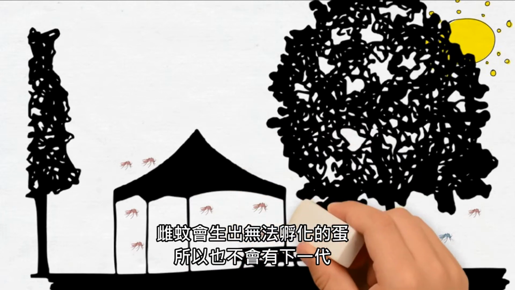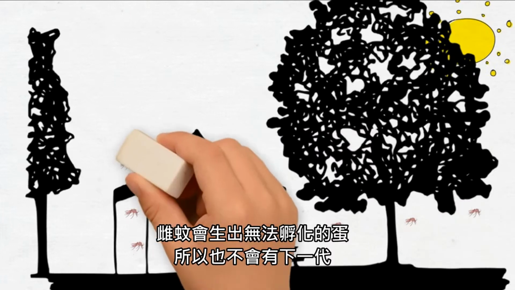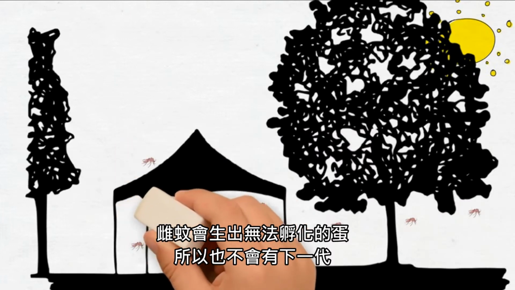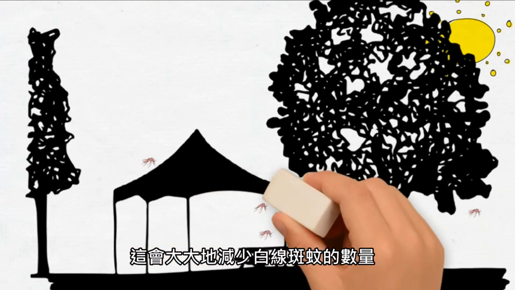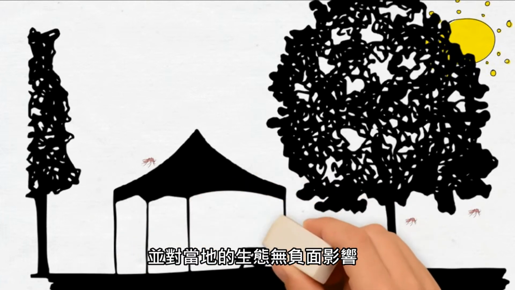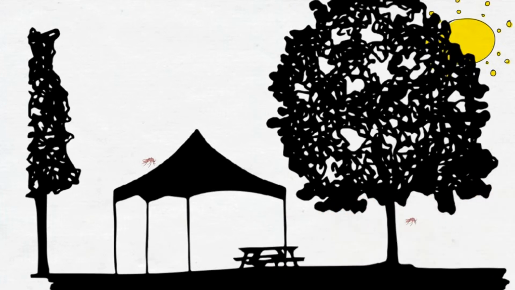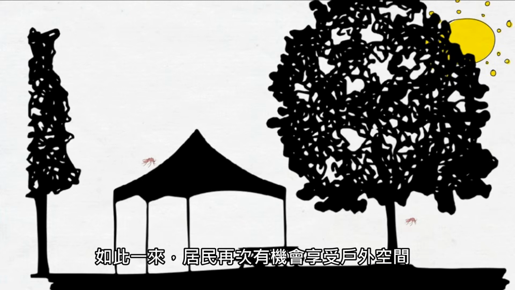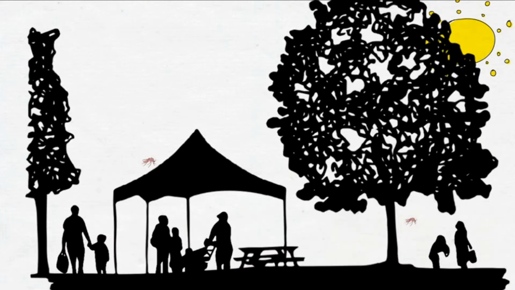The females will then lay eggs that won't hatch, and when they die, there won't be a generation to replace them. This will dramatically reduce the population of Asian tiger mosquitoes with no negative effects on the local ecosystem. Residents will have the opportunity to once again enjoy their outdoor spaces.